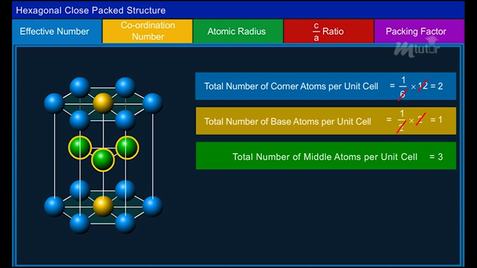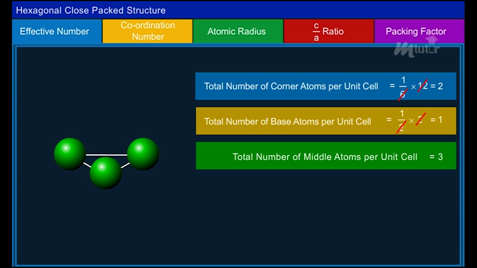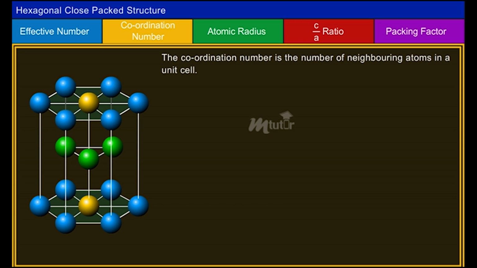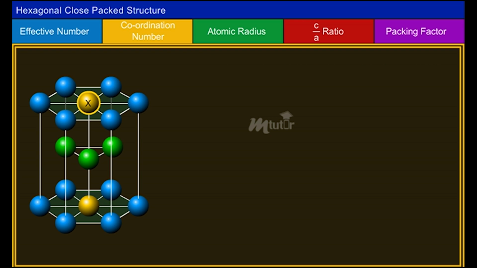In the case of the middle layer, there are 3 middle atoms per unit cell, which are shared only by that unit cell, and the number of middle layer atoms per unit cell is also 3. Therefore, the total number of atoms per unit cell is equal to 6. We have learnt that coordination number is the number of neighboring atoms in a unit cell. Observe the reference atom X in the HCP unit cell.